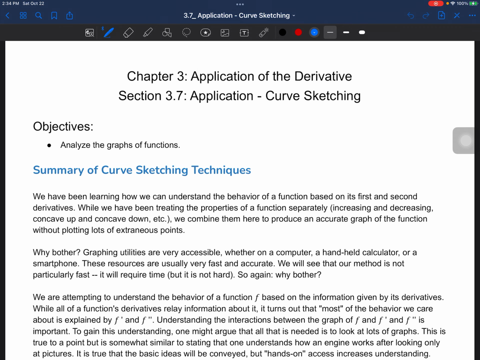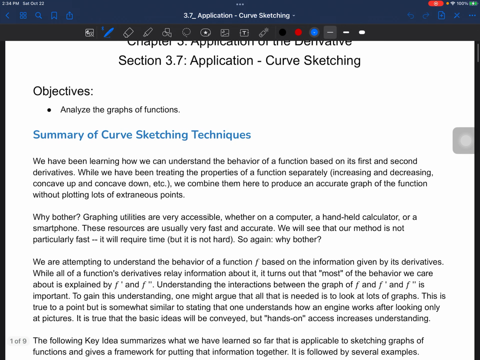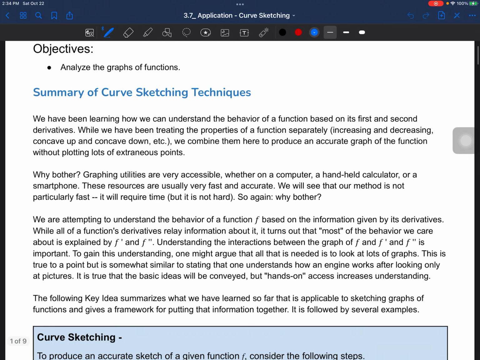Hi, welcome back. So let's jump into 3.7. Here we're going to talk about curve sketching. So the objective is to analyze the graph of the function. We're going to summarize curve sketching techniques, and so let's jump in.